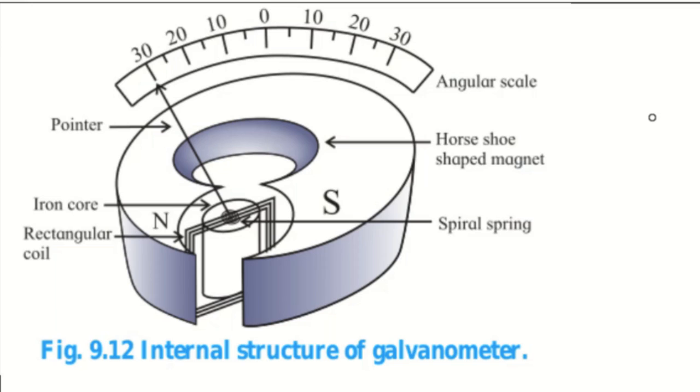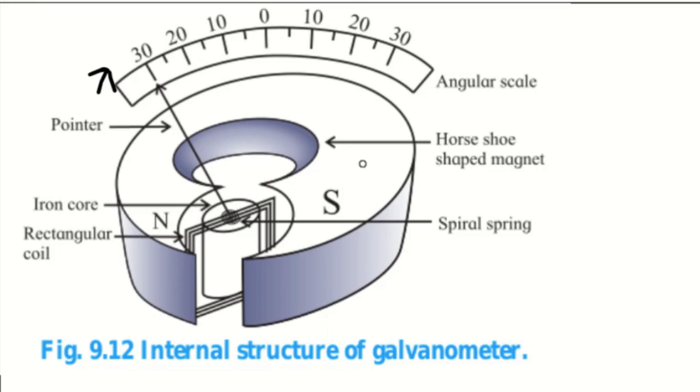Here you can see the diagram, or the internal structure, of the galvanometer. Here is the scale, you can see the markings: it is 0 at the center and then 10, 20, 30 on both sides of the scale. When there is no current flowing through the circuit, this needle shows the 0 marking.